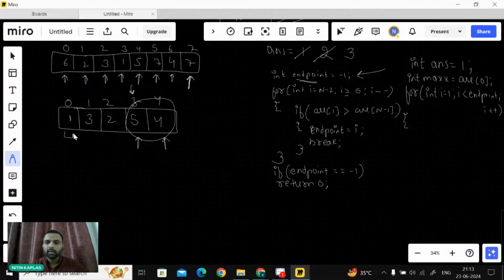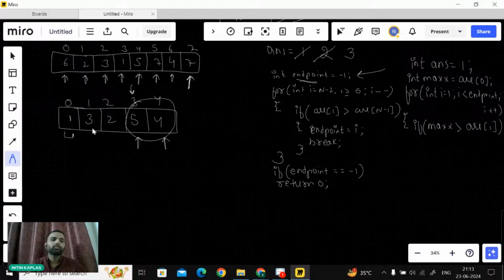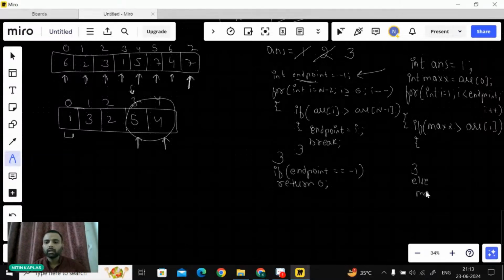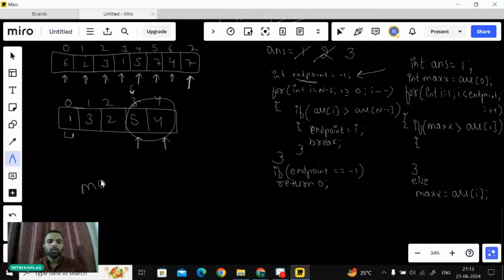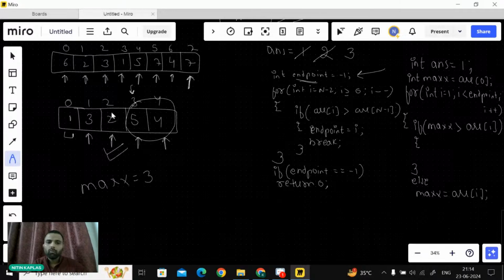Now I am asking here, if your max, this element, is greater than your current element, is this so? It's not, right? It's not. If it's not, just update your max value. Max value is array of I right now. So what is max right now? Max will be 3 when I am here, right? After that, again I go here, because when my I equals 2, because the endpoint is 3, right? I can traverse here. Now when I am here, is your max greater than your current element?